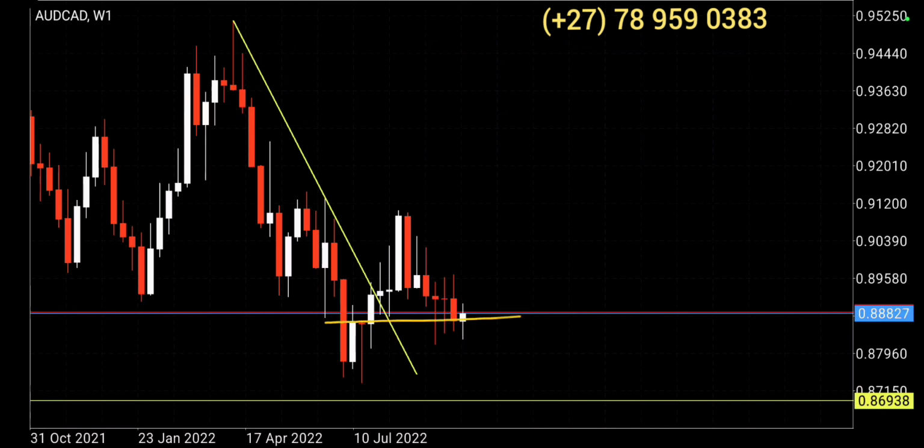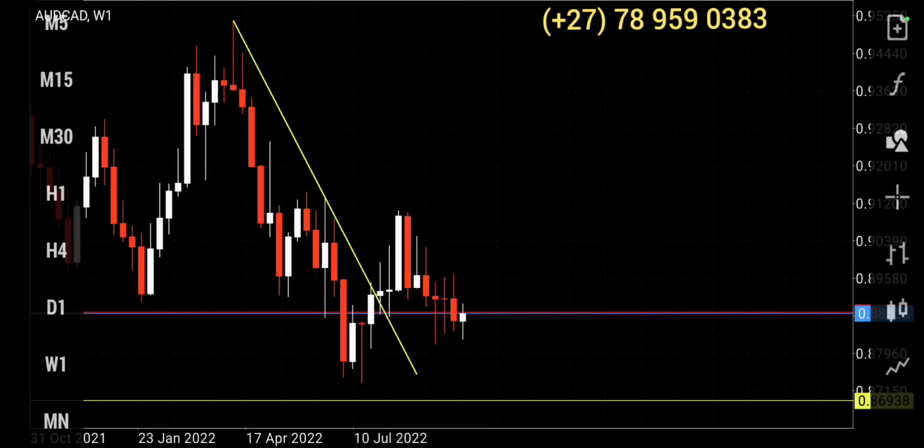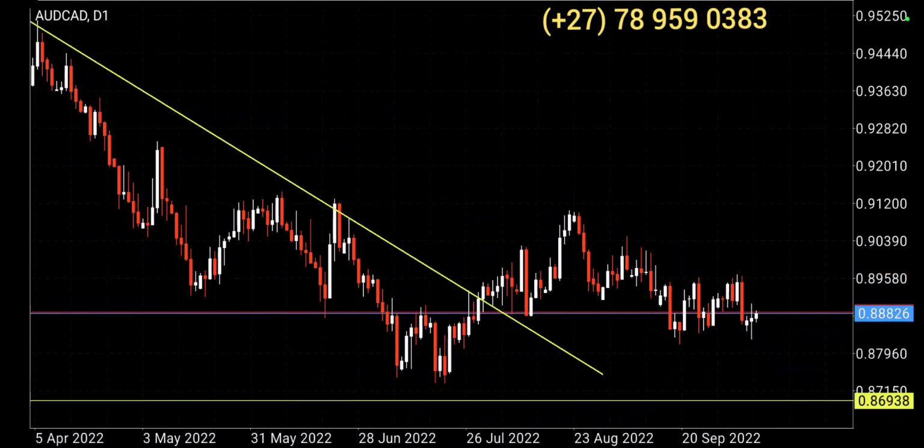So for now, here you are allowed to search for trades. But remember, this is your next structure, if you're trading weekly. So that's all that you need. The price is at the weekly support. And let's go to daily and see what's happening.